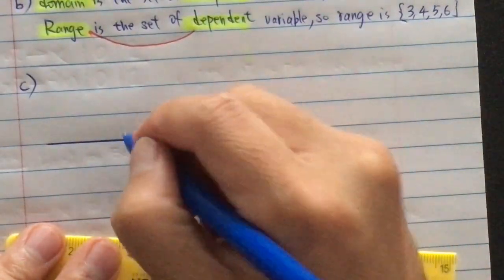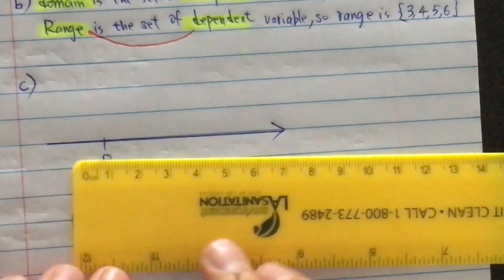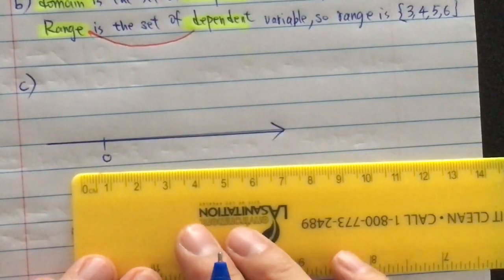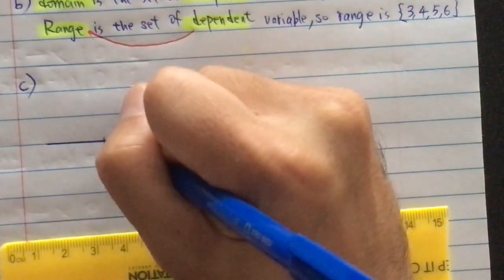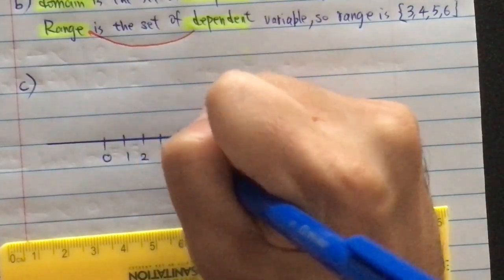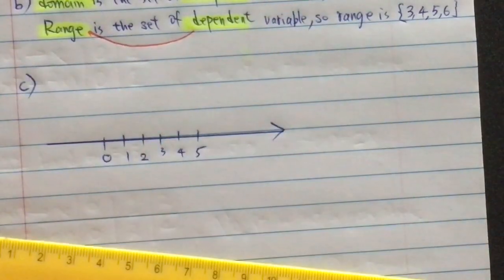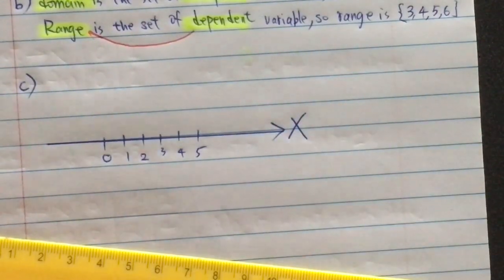X. Okay, so how to make a line? Just like a number line, like your ruler: 0, 1, 2, 3, 4, 5. So we do the same thing: 0, 1, 2, 3, 4, 5. And we call this the x-axis. Okay?